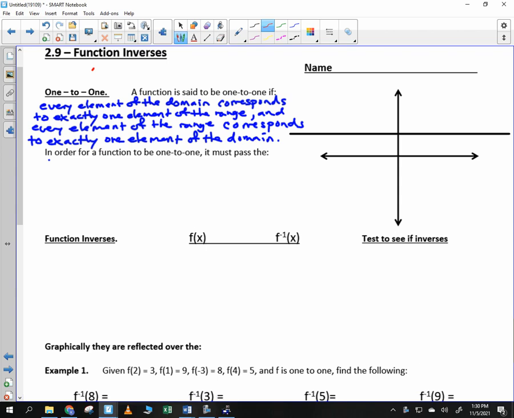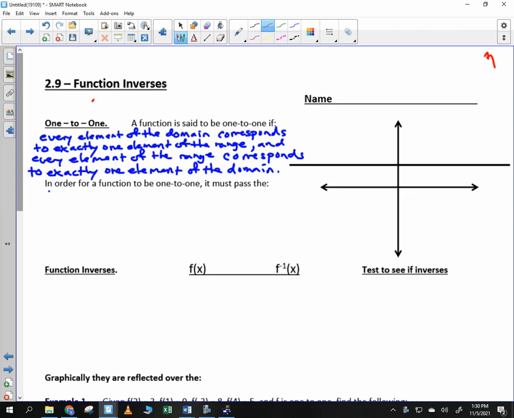Our final lesson of this unit, and you guys have done a great job of working through this. And we start with the definition of a one-to-one function.